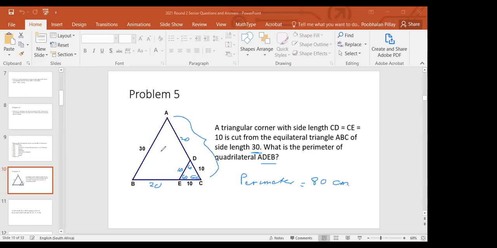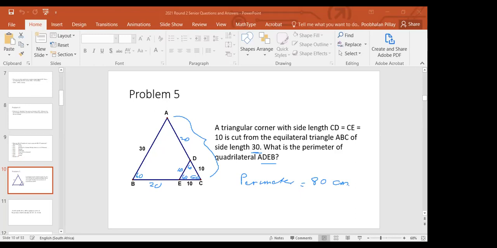By the way, this is actually a trapezium because this angle here, in the equilateral triangle, was 60. So these two angles are corresponding angles. So this line will have to be parallel because the corresponding angles are equal. So these lines are parallel. This figure here is actually a trapezium.